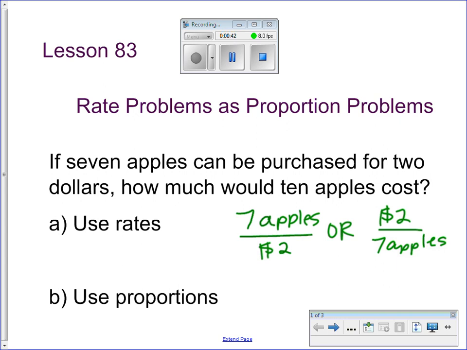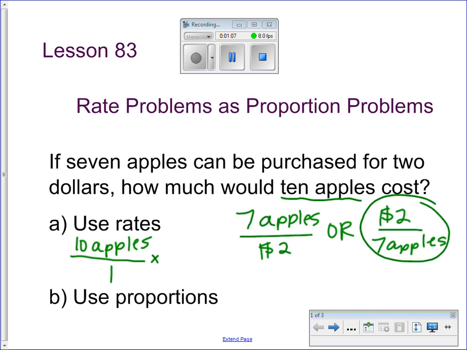Very important when you're doing rates that you put what you're looking for over 1. So 10 apples, that's what we want to find, has to be in the numerator over 1. Then we're going to pick one of those rates. Which rate do we have to use, Beatrice? $2. Yeah, $2 over 7 apples. Yep, because you have to have apples in the denominator in order to cancel.